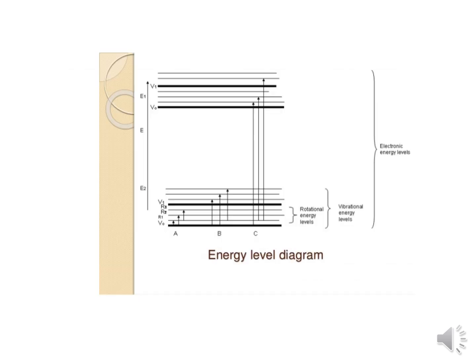So this is an energy level diagram. When a molecule absorbs radiation, it goes from V0 to V1, or V0 to V2, or V0 to V3. So this is a simple energy level diagram.